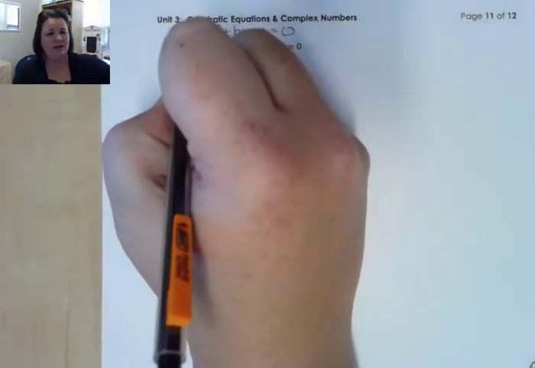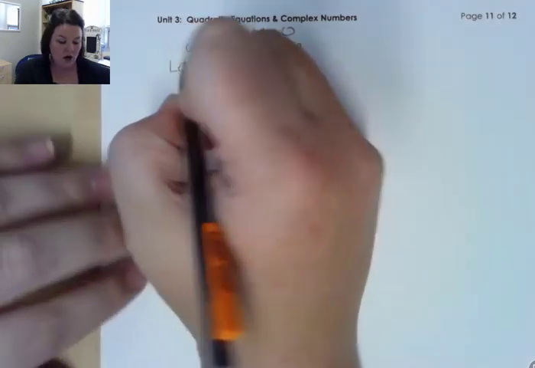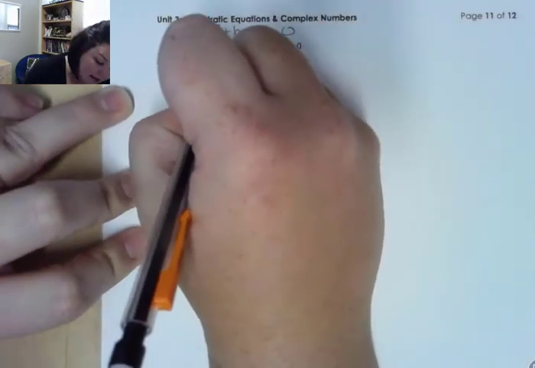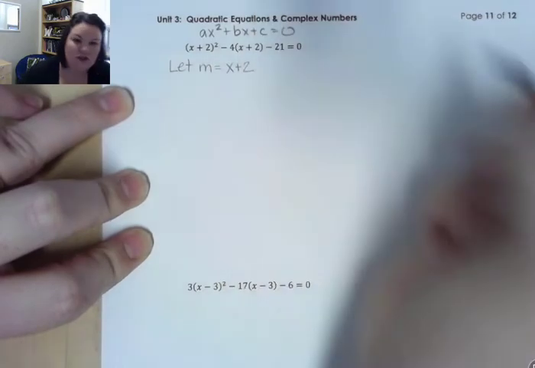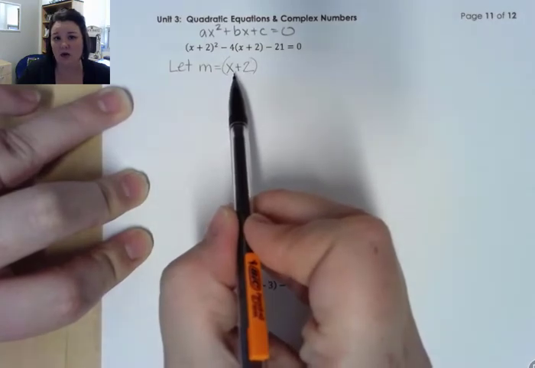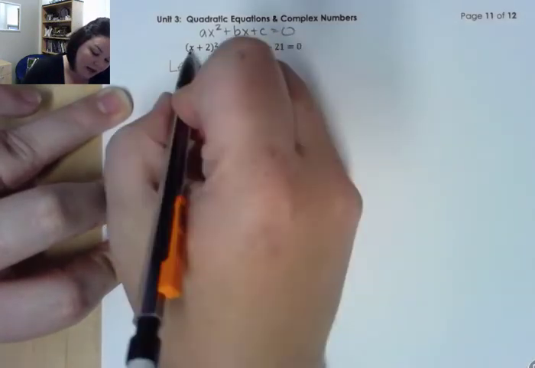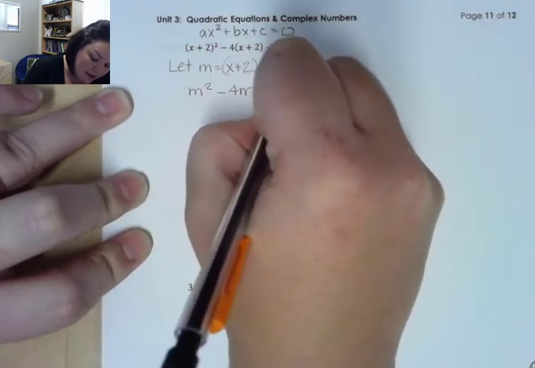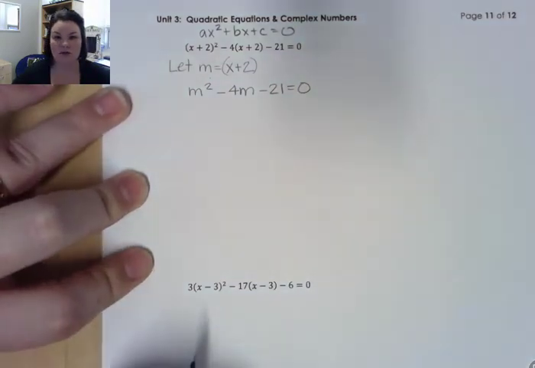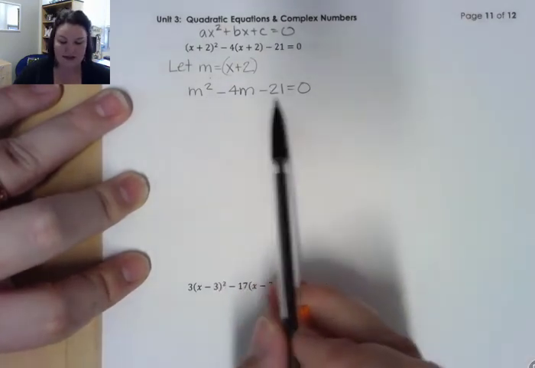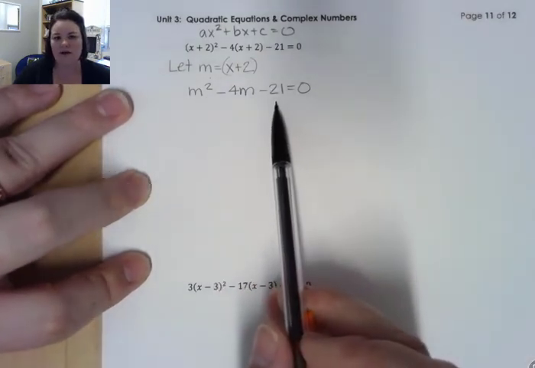So I'm going to come down here and I'm just going to pick a letter. Now, it doesn't matter what letter you pick. I'm going to pick M. Sure, why not? I'm going to say let M equal x plus 2. Okay? So basically, I'm wanting to replace anything I see that looks like that quantity with an M. So now my equation will look like M squared minus 4M minus 21 equals 0. Can you see why I wanted to do this? One, it gets rid of the ugly quantity, and two, now this looks like something that I can easily factor with my sum product chart.